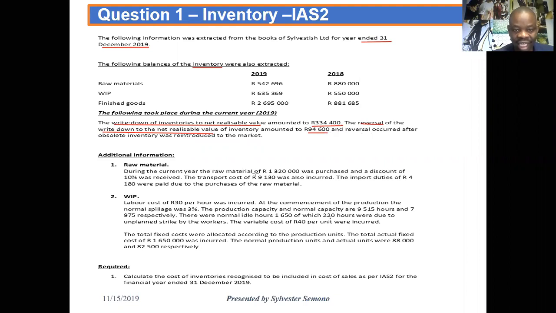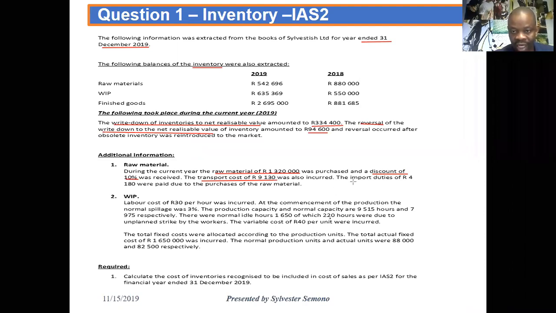During the current year, raw material of 1,320,000 was bought and a discount of 10% has been given to us as a business. Remember, we're just analyzing now. In that process, we also incurred transport cost. Remember, this transport cost has been incurred in the process of buying that particular raw material. It means we need to add it to the cost of stock.